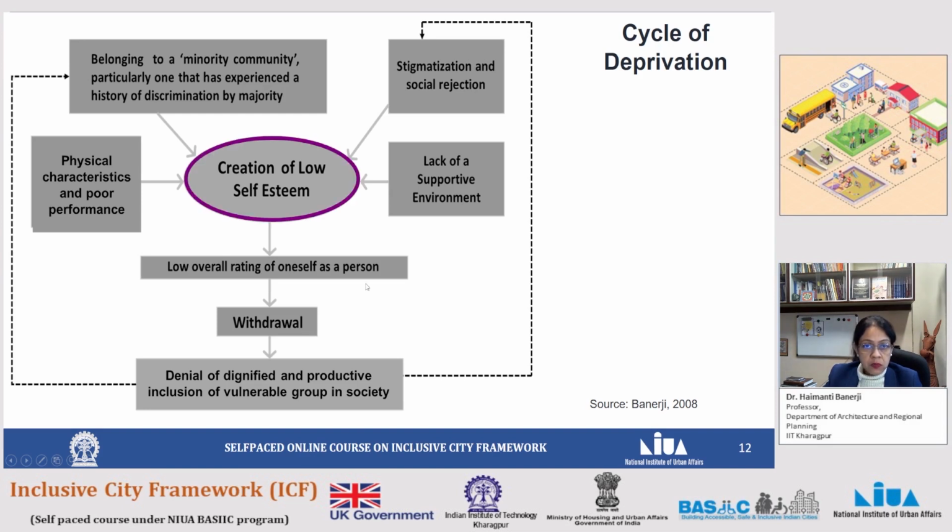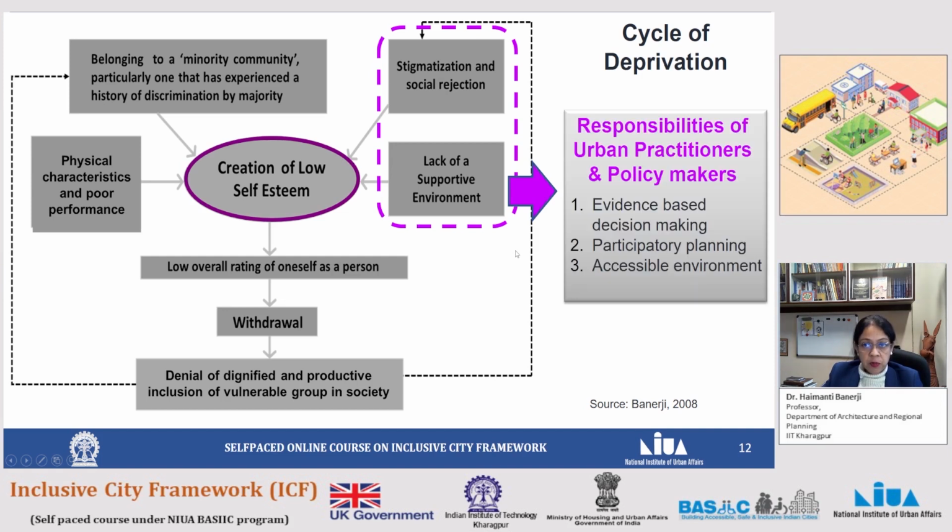So what can we do? How do we break the circle? By providing a supportive environment and through awareness generation, where lies our role. So in a nutshell, the responsibility of the urban planners and policymakers is to provide an accessible environment through evidence-based decision making and participatory planning. The goal is therefore to create an enabling environment through urban policies that promote justice, sustainability, and inclusion in cities.